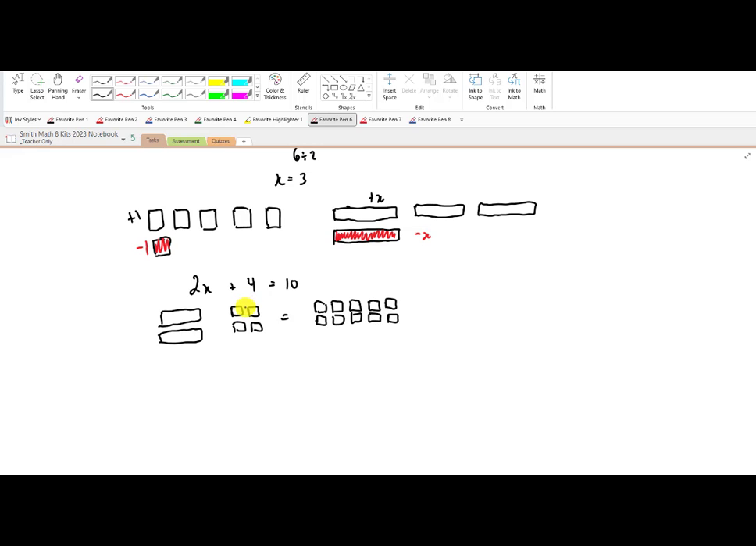Now the idea is, I eventually want to get to something that says x equals. That's what it means to solve something. So I want all the rectangles on the left side, and I want all the squares on this side. That's kind of the goal. That's what I'm going to try to do. I'm going to try to move things around and do that. Now, I can't just move all these over here and have 2 rectangles equal to 14 things. That's not a thing.